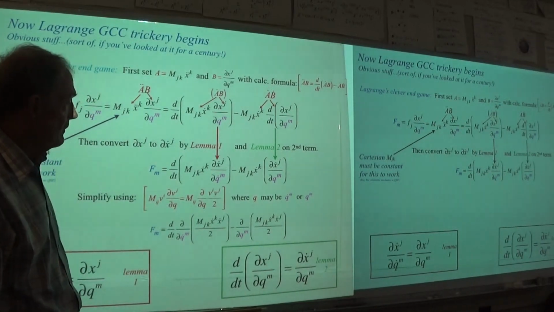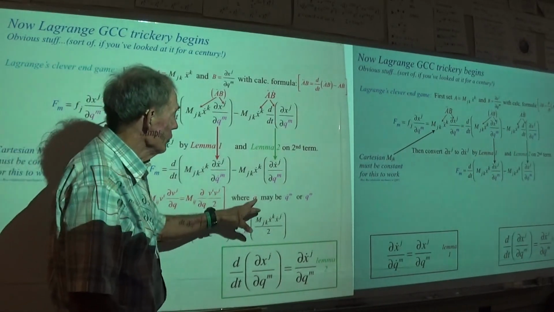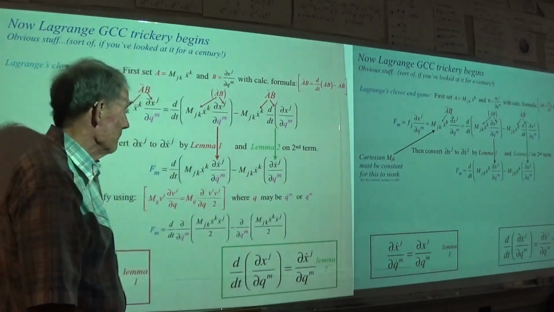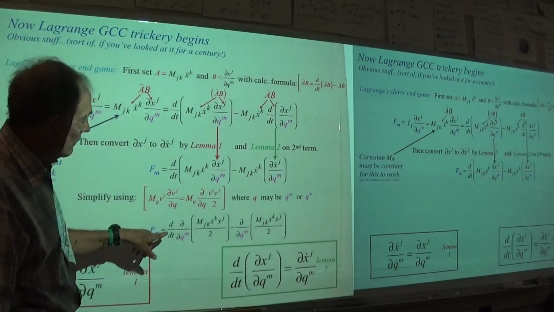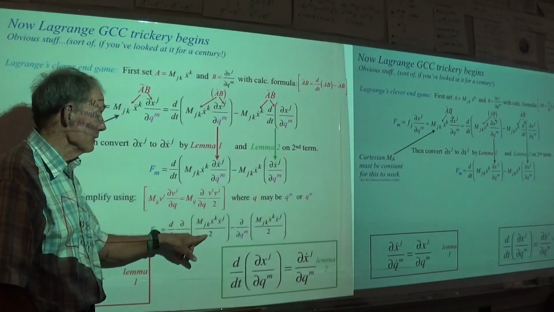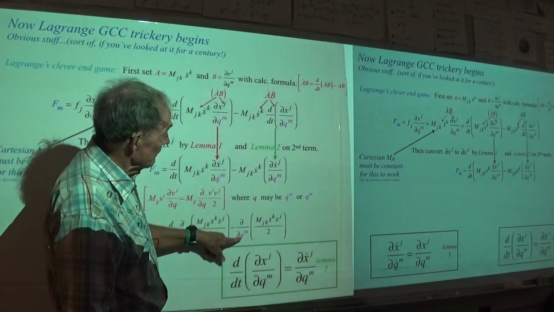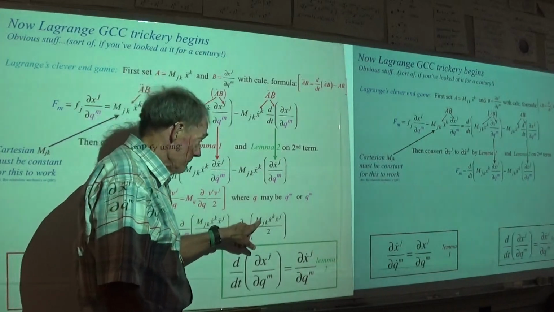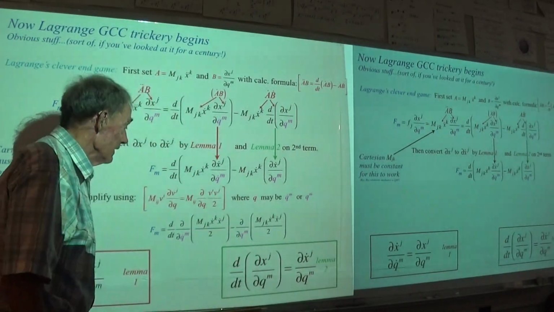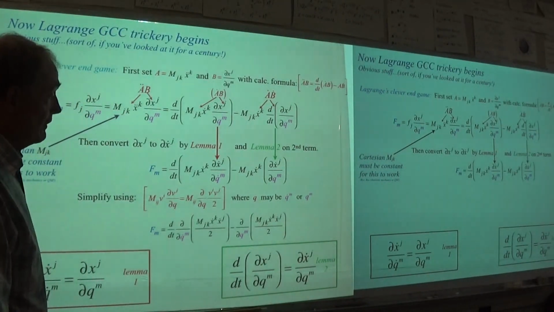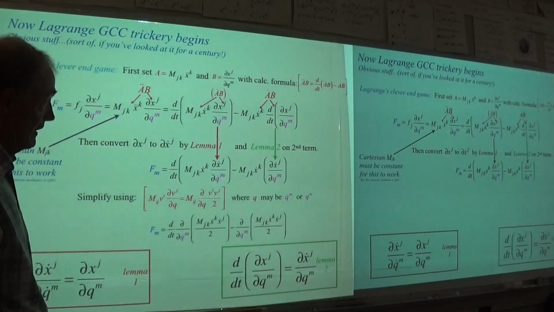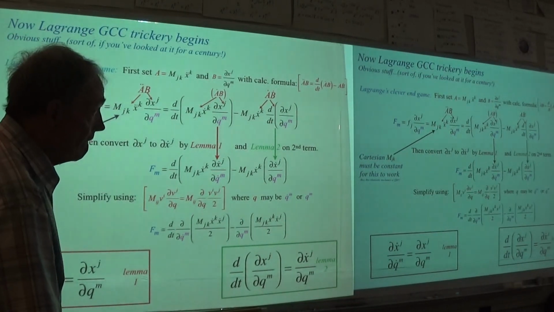Okay, that's the neat thing. And where q may be either q dot or q, depending on whether you're looking at this one or this one. So you end up here with a derivative with respect to the velocity of m velocity squared over 2, and here's the coordinate derivative of m times velocity squared over 2. Kinetic energy in both cases, okay? And that's the Lagrange equation for force, acceleration effect, for Newton 2, okay?